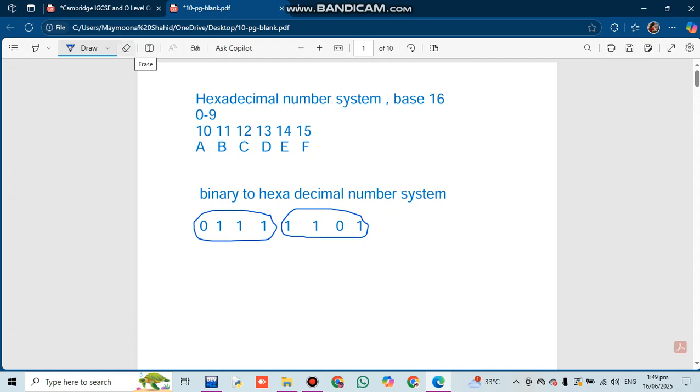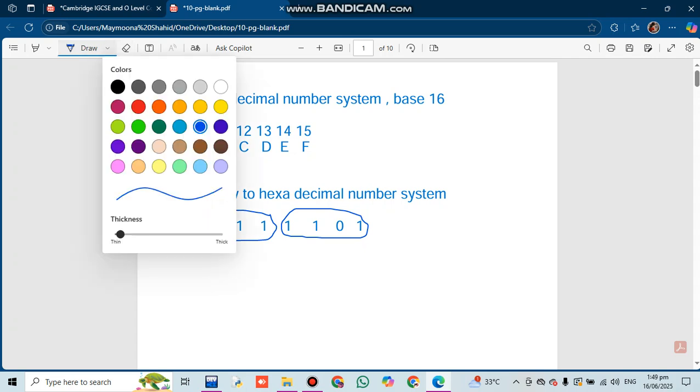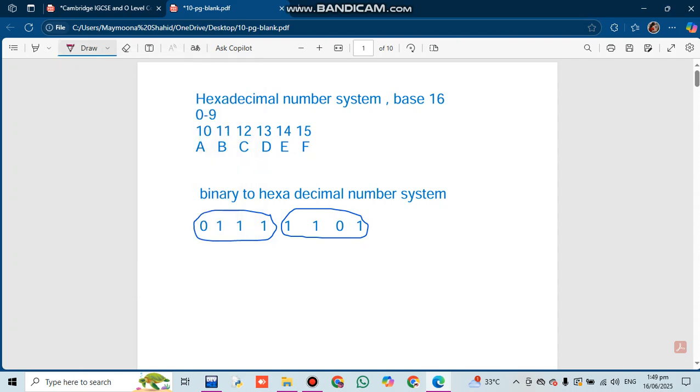The next thing is you will start writing the place values of all these numbers. In our first lesson we discussed place values as well. So for the first group of 4 bits, the place values would be 1, 2, 4, and 8. For the other group, you will start writing place values again from 1, 2, 4, and 8.